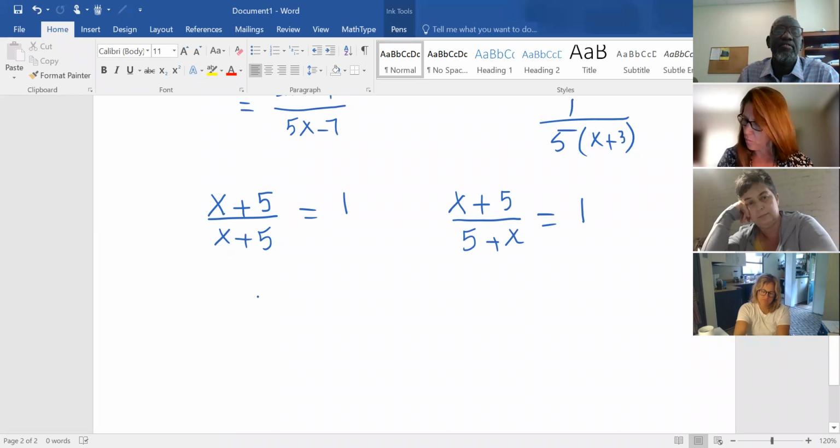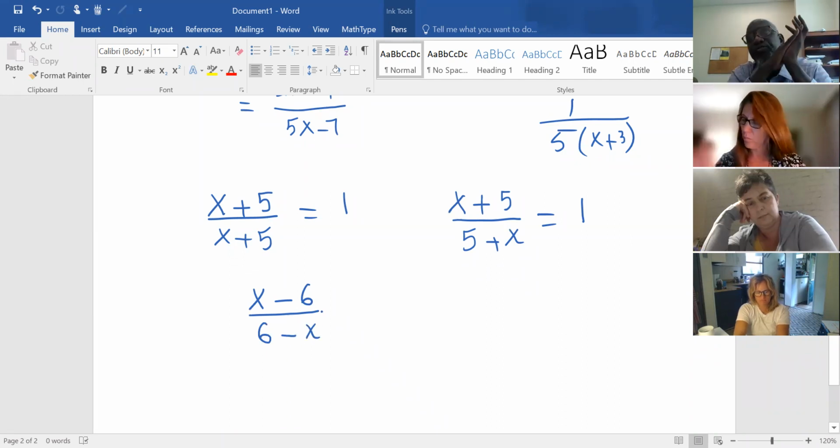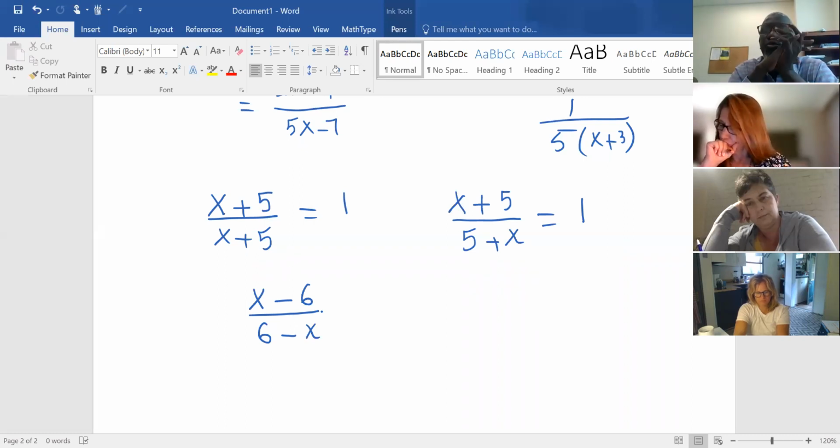Okay, now look. What is x minus 6 divided by 6 minus x? Can you simplify something? Or do we say these don't have anything to do with one another, and we cannot factor, we cannot do anything? What do you think?